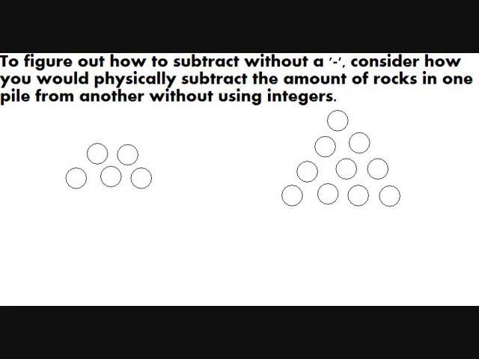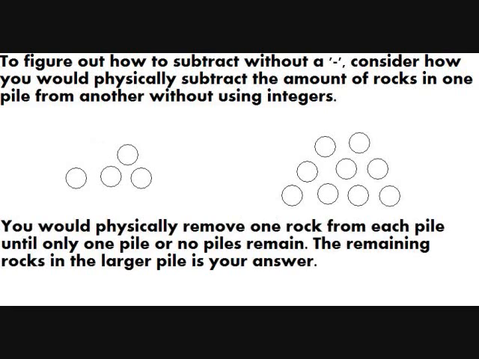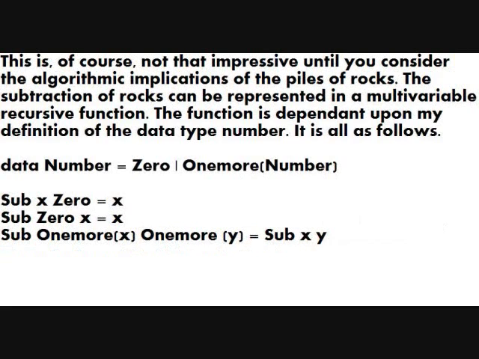To figure out how to subtract without a minus sign, consider how you would physically subtract the amount of rocks in one pile from another without using integers. You would physically remove one rock from each pile until only one pile or no piles remain. The remaining rocks in the larger pile is your answer. This is, of course, not that impressive until you consider the algorithmic implications of the piles of rocks.